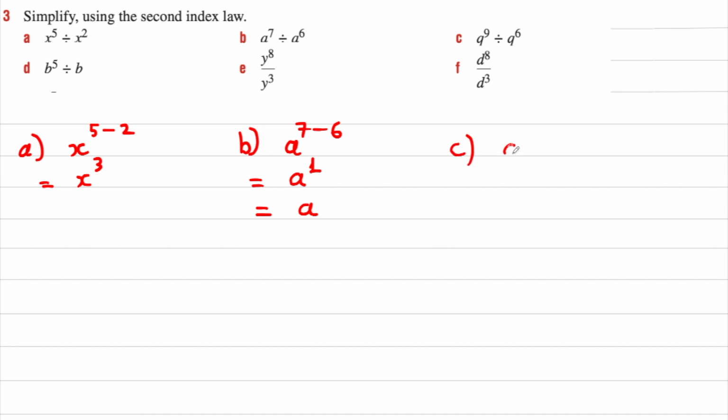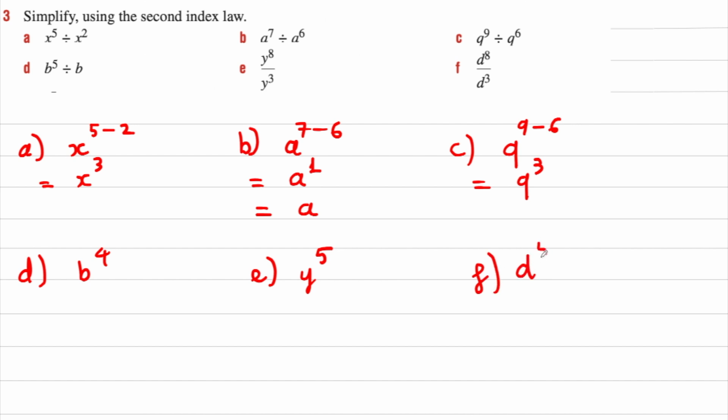Question C, you got q, 9 minus 6 equal to q^3. And about D, you got b^4. And the E, you got y to the power of 5. And the last one, you got d to the power of 5.